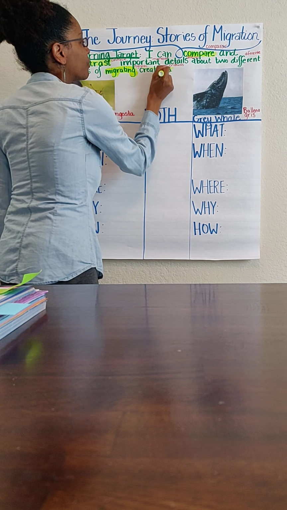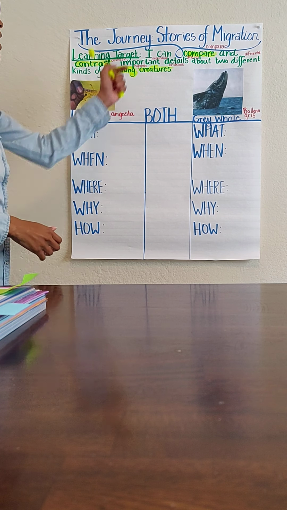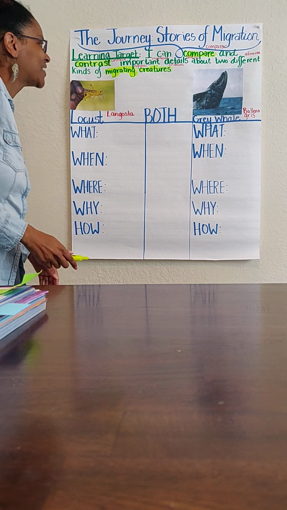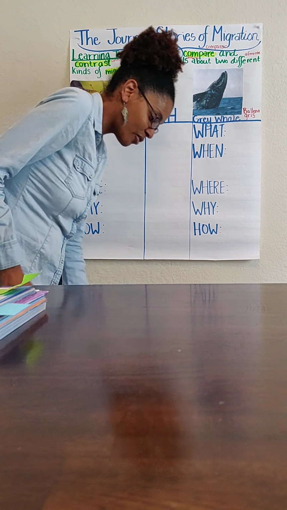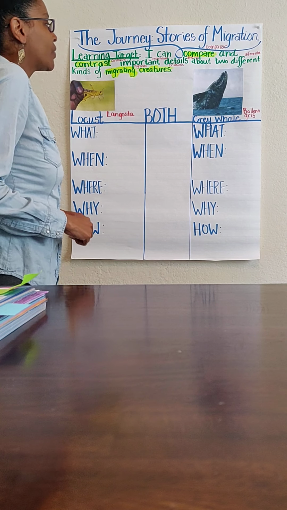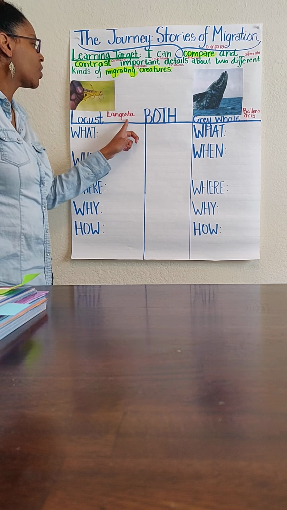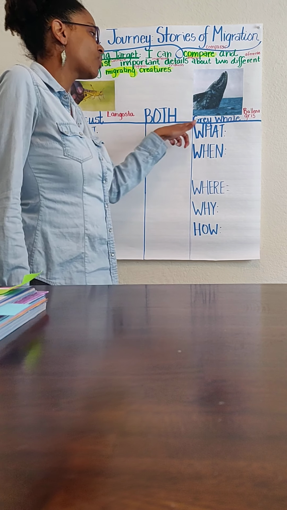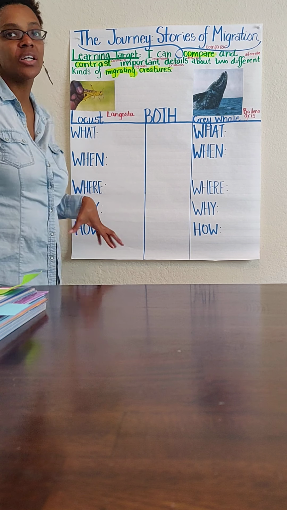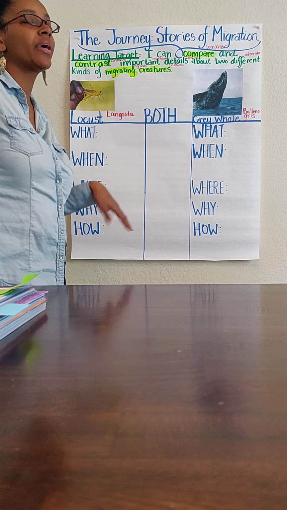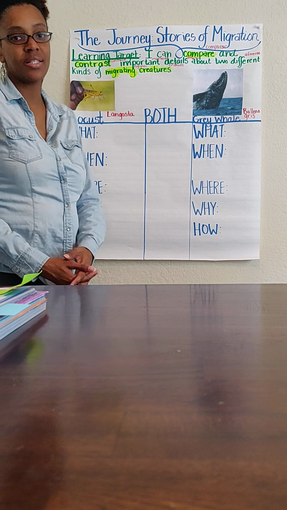That's what matters. Okay. So we're comparing and contrasting important details about two different migrating creatures. And the creatures that you guys read about were the locust or langosta and the gray whale, the ballena gris. Okay? So the first thing I need to do when I'm comparing and contrasting is I need to know what compare and contrast means. Well, we've already talked about this in class.